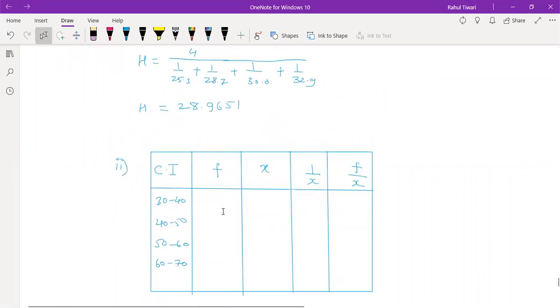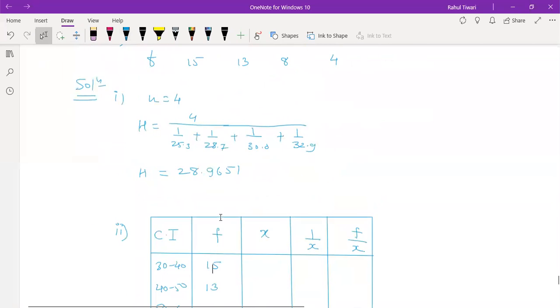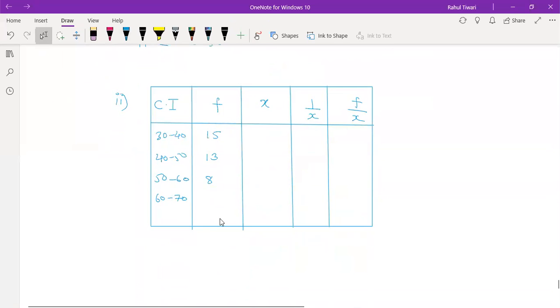Yeah. 15, 13, 4, 8. 15, 13, yes, that's right. 15, 13, 8, 4. So you may get the midpoints here, which are 35, 45, 55 and 65. Then calculate 1 by x like this, 1 upon 35, 1 upon 45, like that.